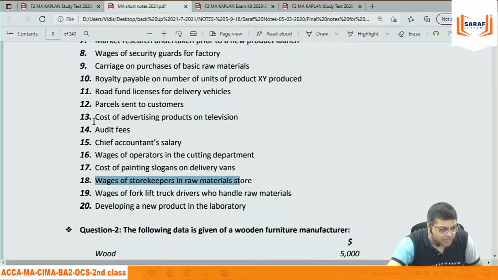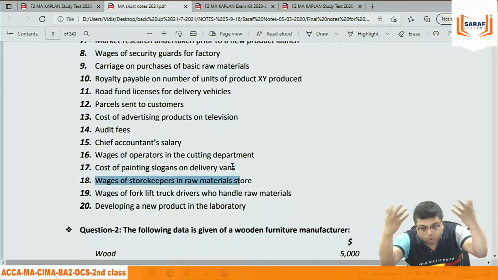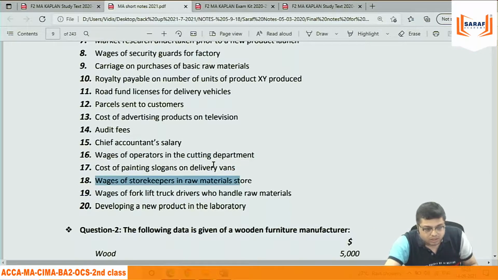17 number, parcel to customer. If it is a sample, it is selling. But if it is a delivery of the goods, then it is distribution. Then cost of painting slogan on delivery van. If the slogan relates to sale of our clothes, then it is selling cost. But if the slogan relates to something general, because every truck has some slogan written, then it is distribution cost.